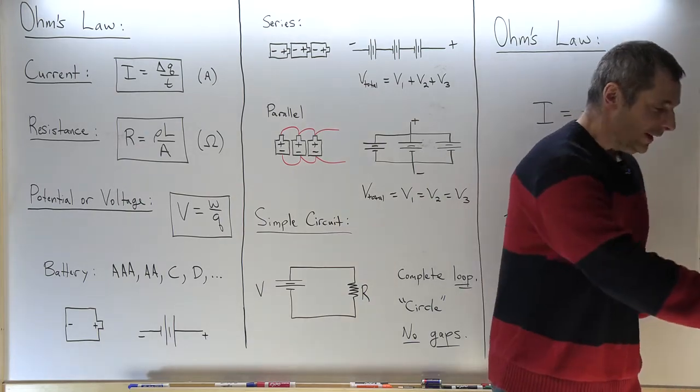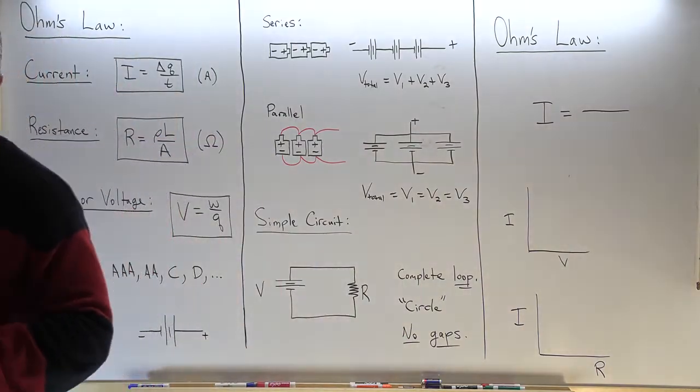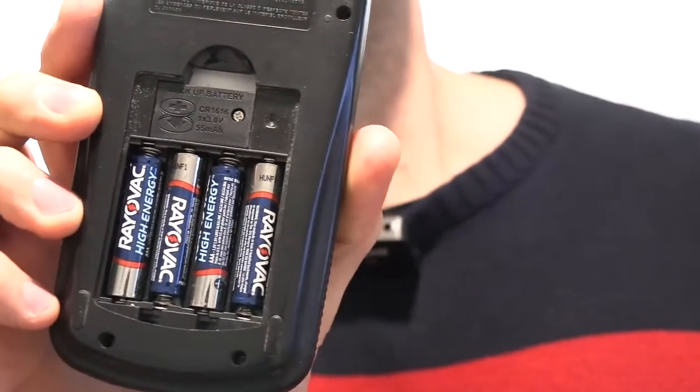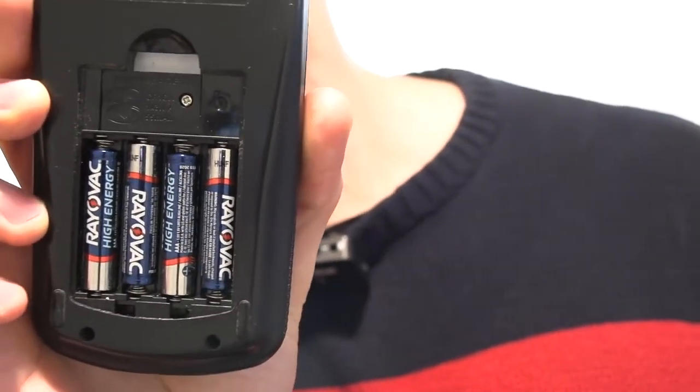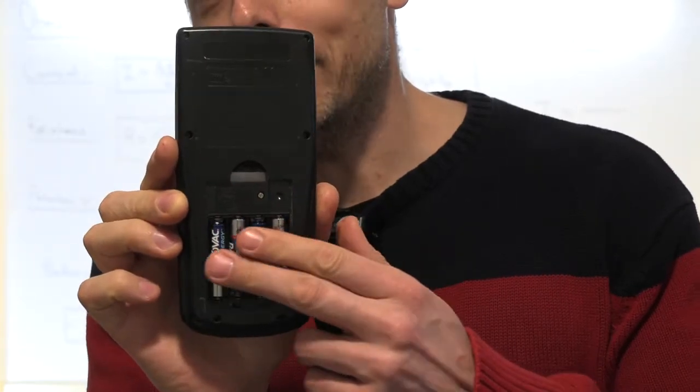All right, now an example. I have here a calculator. So this, of course, runs by multiple batteries. I'm sure you've had to change your batteries before. And you see that there are 4 batteries in the back of the calculator here. And it looks like they might be in parallel.